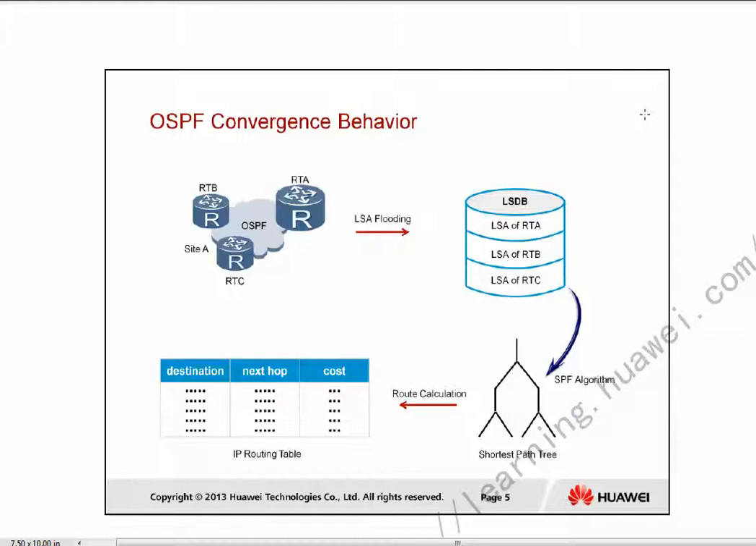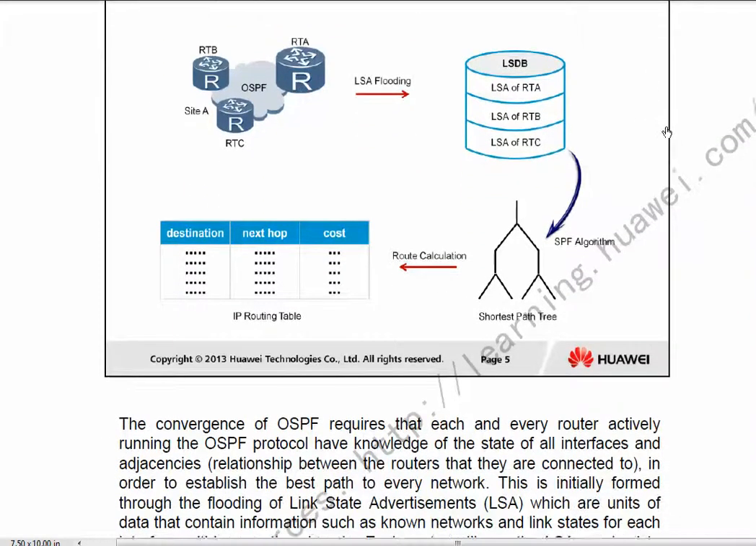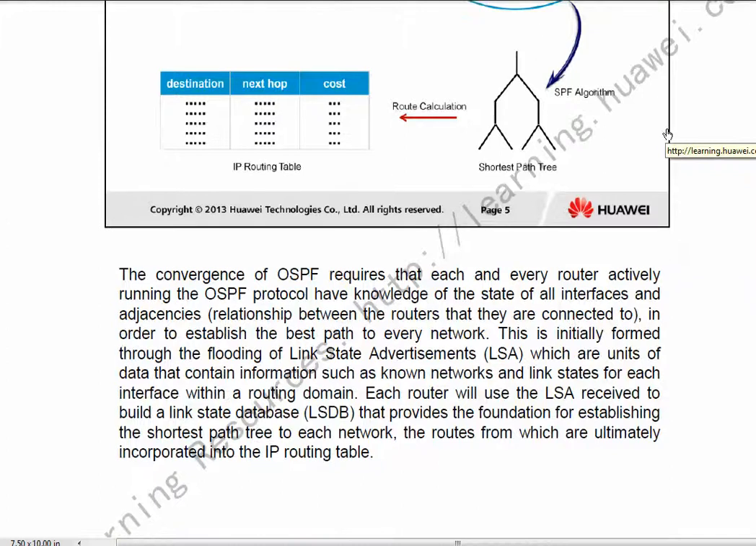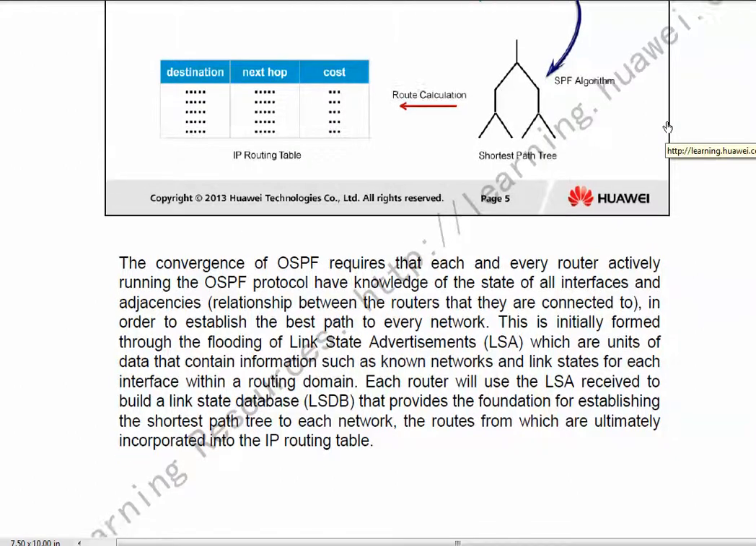OSPF convergence behavior. OSPF routers first establish adjacency with their neighbor routers, and use LSAs, link state advertisements, to share the network information and eventually build a link state database, the LSDB. From this database, each router can calculate the shortest path to each network.